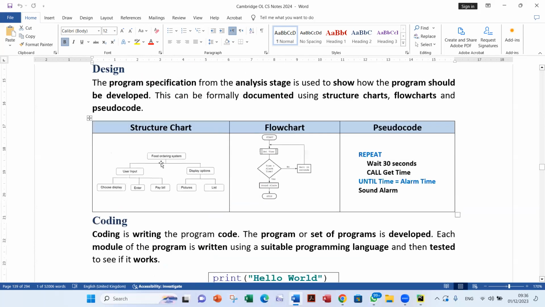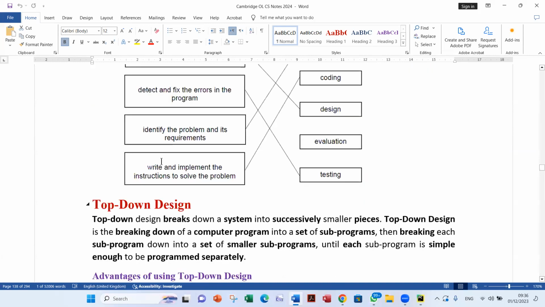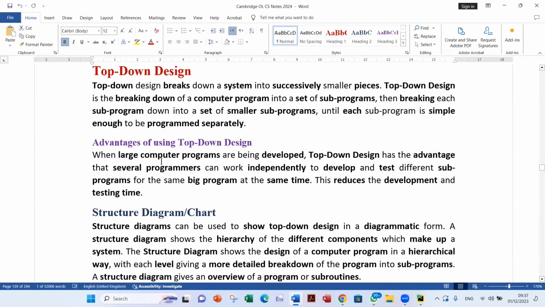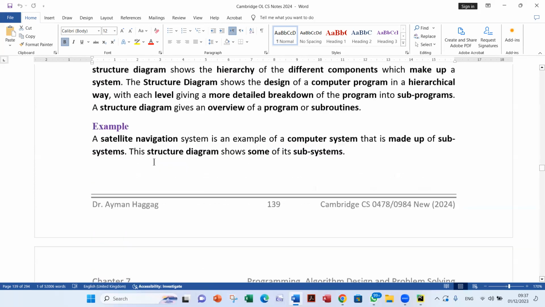We already have an idea because this structure chart represents the process, or comes as a result of the process of top-down design. Let us go through it because you already have an idea what top-down design is. Top-down design breaks down a system into successively smaller pieces. It is the breaking down of a computer program into a set of sub-programs, then breaking each sub-program down into a set of smaller sub-programs until each sub-program is simple enough to be programmed.